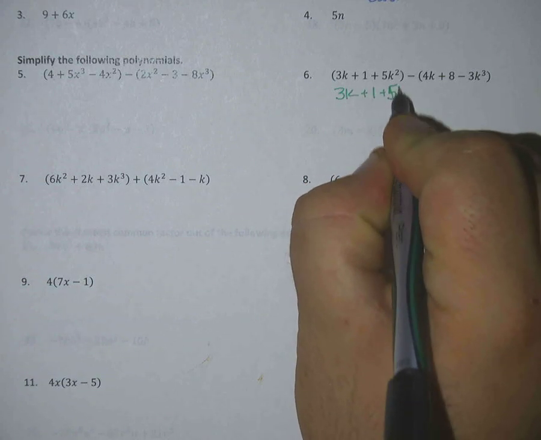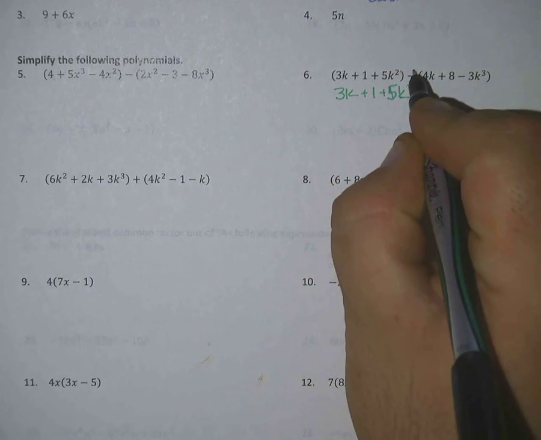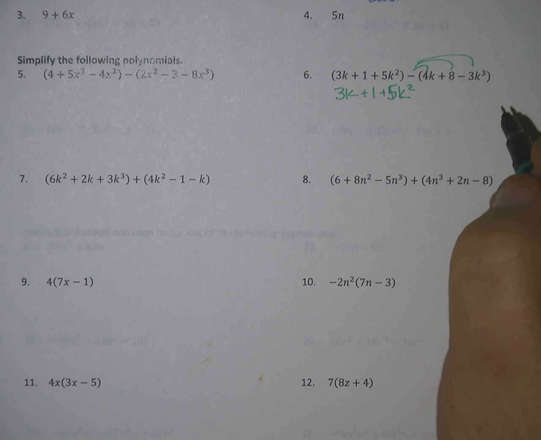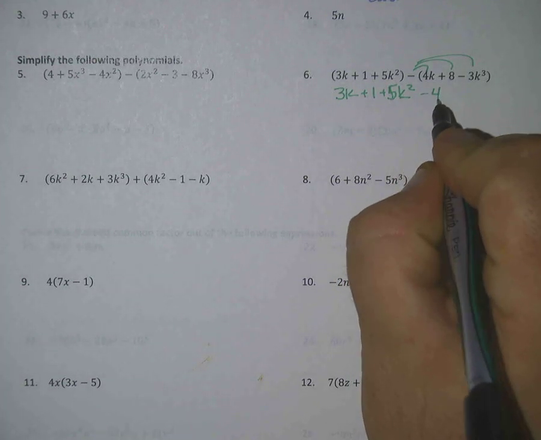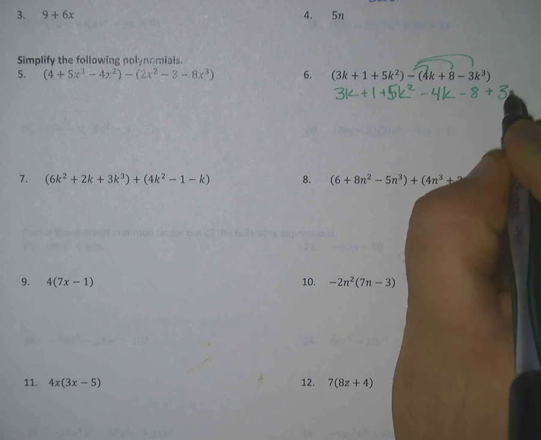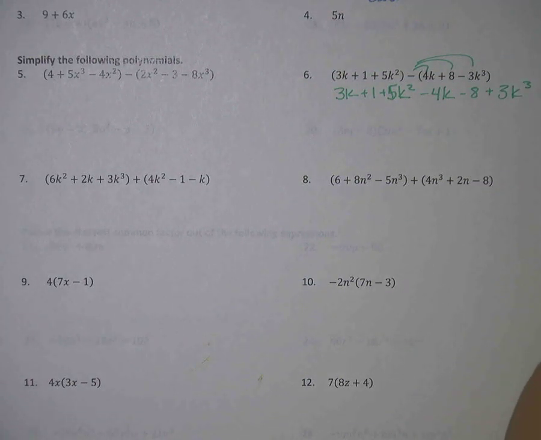Oh, that's a 5k squared. And then distribute that negative into every term in the second polynomial. So that'll be a minus 4k, a minus 8, and a plus 3k cubed. Now all I really want to do is write it in standard form and I'll be done.